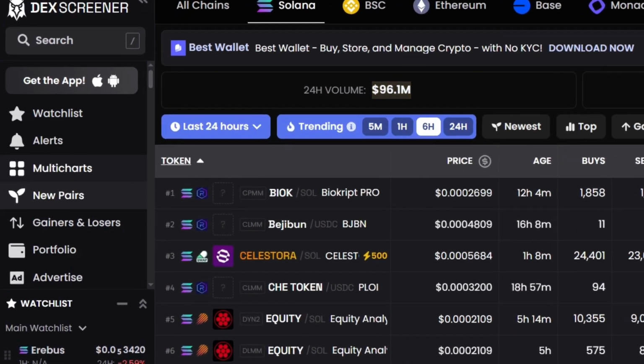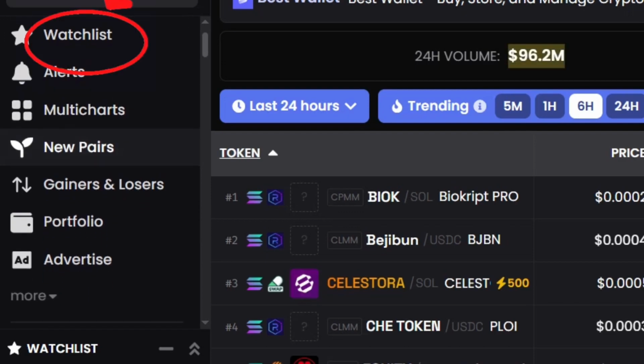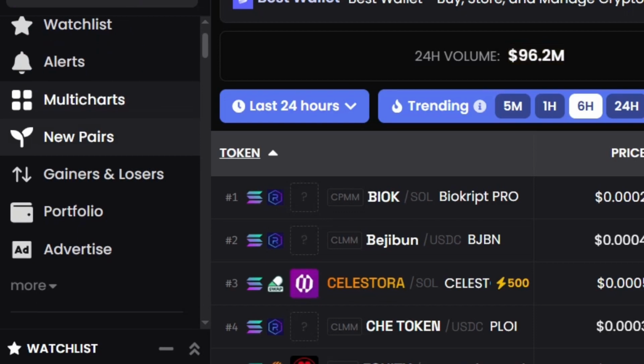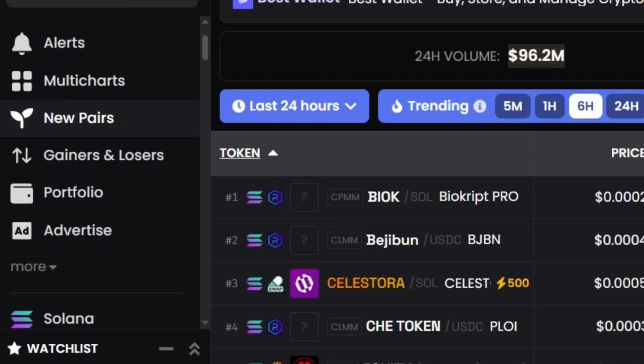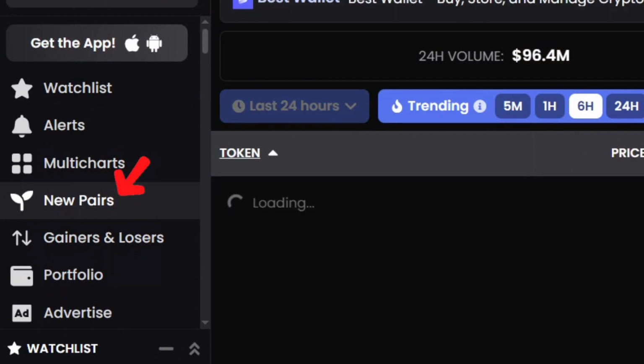Now look at the left side of DexScreener. This is where everything starts: your watch list, where you save the coins you want to track. Alerts, so you get notified the moment something moves. New pairs, where fresh tokens appear the second they launch. And gainers, showing you what's pumping right now.